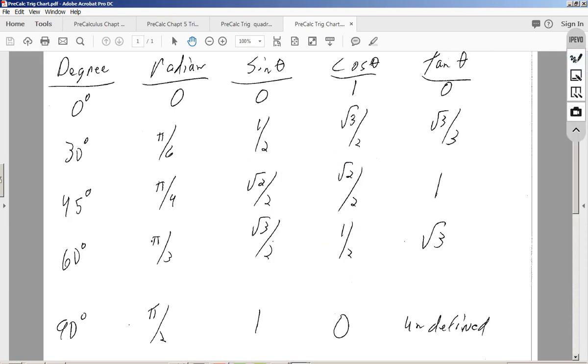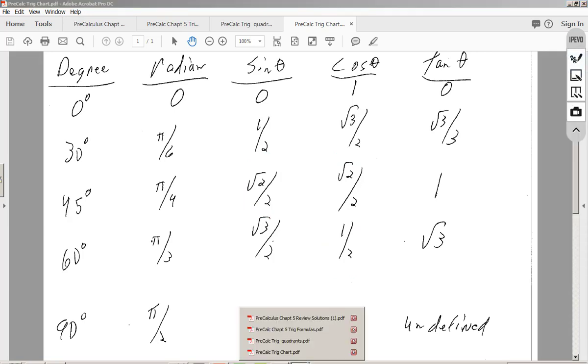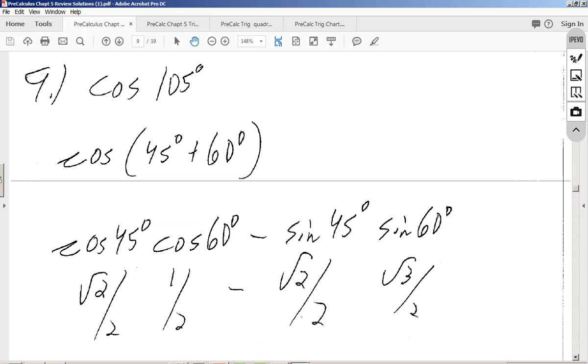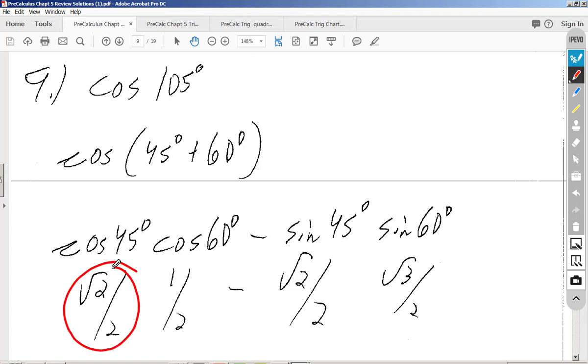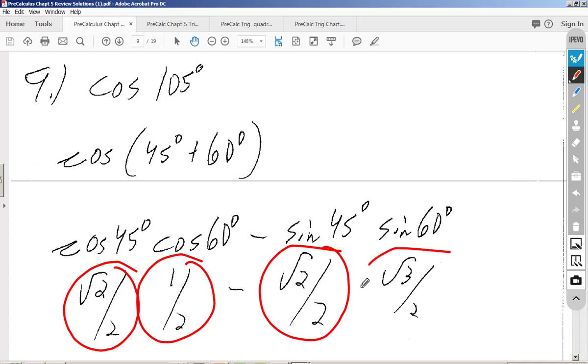I'm going to substitute them in. So here are my review solutions. So notice again, cosine of 45, square root of 2 over 2. Cosine of 60 was 1/2. Sine of 45 is square root of 2 over 2. Sine of 60 is the square root of 3 over 2.